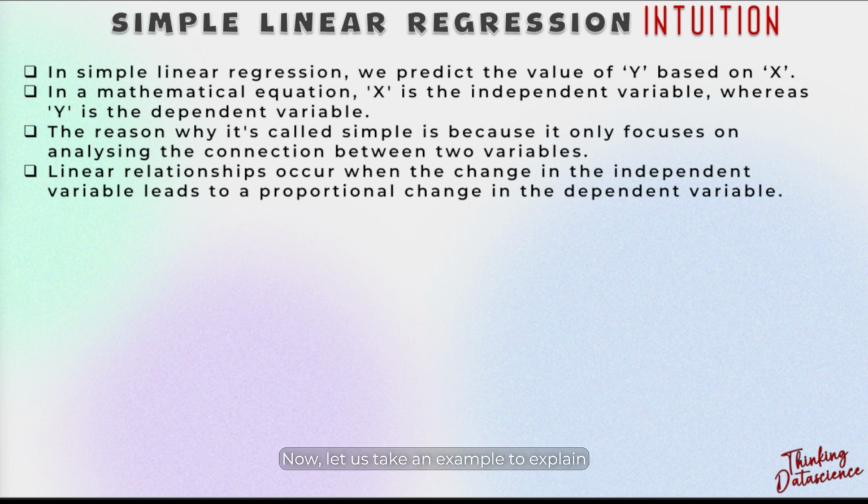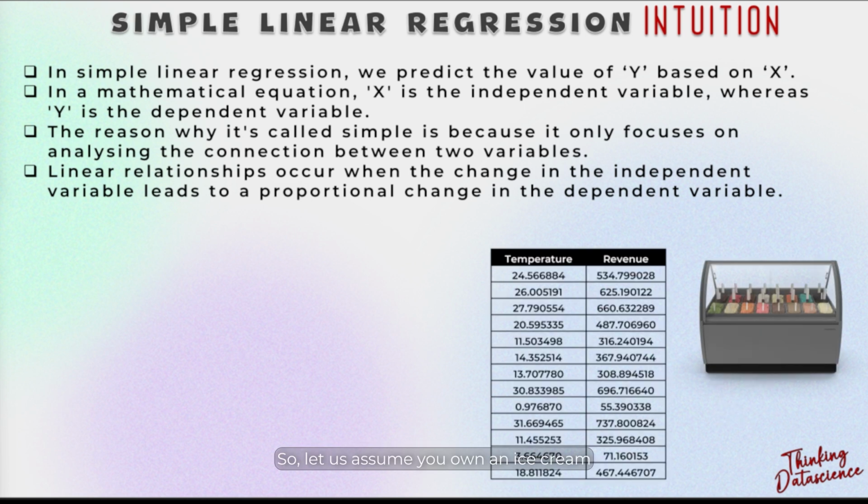Now let us take an example to explain the concept of why we use linear variables. So let us assume you own an ice cream cart and want to establish a relationship between the outside air temperature and your daily revenue. To achieve this, you collected data points throughout the year. For instance, on a day when the outside temperature was 24 degrees Celsius, you earned $534. On another day, when the temperature outside was 26 degrees Celsius, you earned $625.